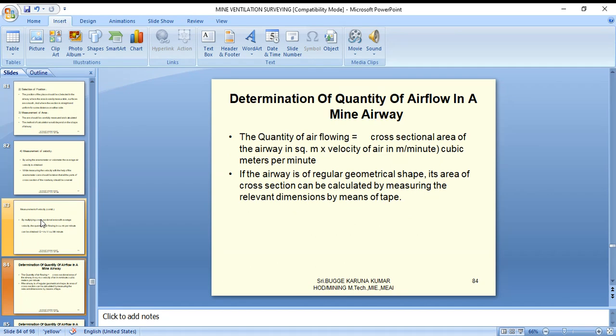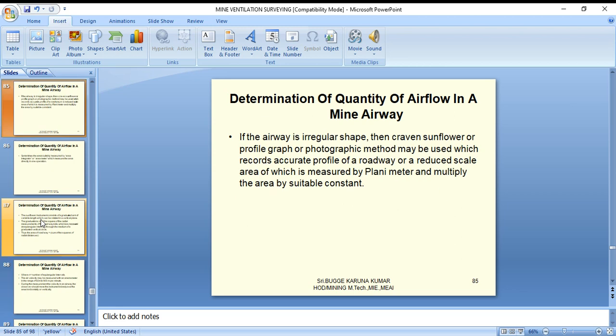That is important. Q is the quantity of airflow, A is the cross-section area of the airway in square meters, and V is the velocity of the air in meters per minute. If the airway is of a regular geometrical shape, its cross-section area can be calculated by measuring the relevant dimensions by means of a tape.